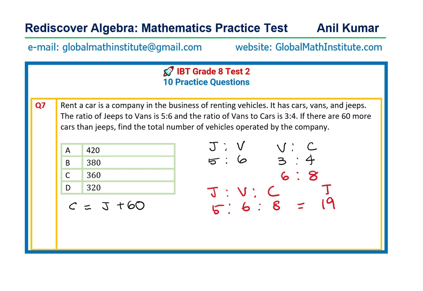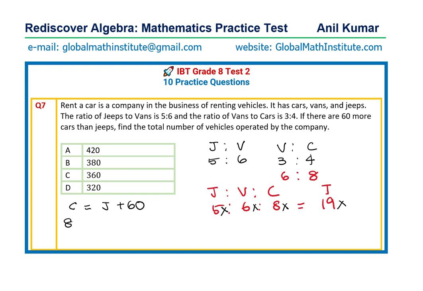Right. Now we are also given that cars are jeeps plus 60. We have got 60 more cars than jeeps, right? So that's another expression. So that can help us to get the number of cars, right? So we know jeeps and cars is 5 and 8. So we could have this times x. So we don't know exactly. So it's a ratio, right? So 5x, 6x, 8x, and 19x. Now that means that cars is 8x.